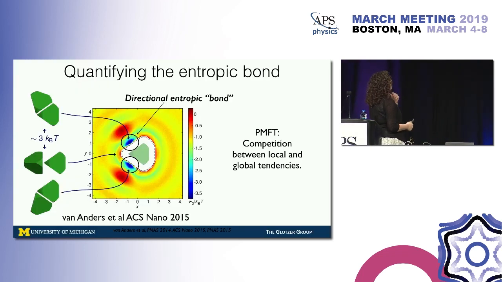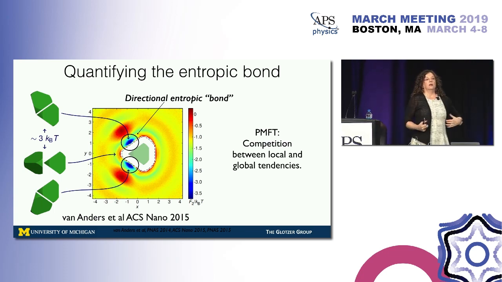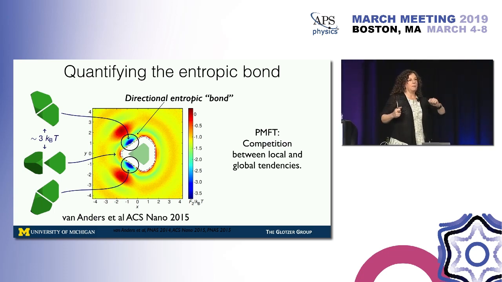So it's possible to quantify the strength of these effective emergent attractions between particles by writing down, and I won't go through this, a potential of mean force and torque that basically calculates what is the effective interaction between any two neighboring particles. And when you look at the expression, there's a clear competition between two terms.